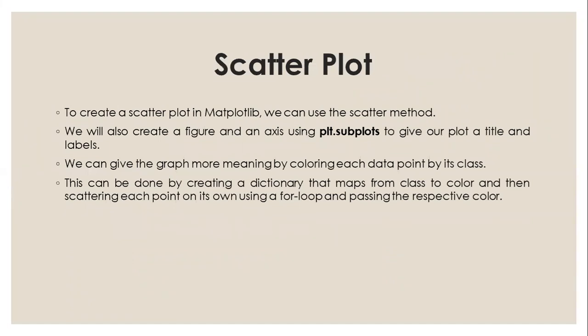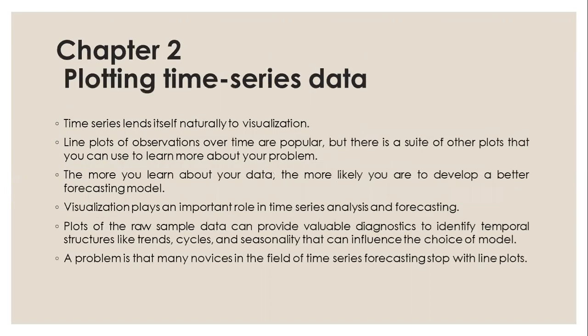Scatter plot. To create a scatter plot in Matplotlib, we use the scatter method. We will also create a figure and an axis using plt.subplots to give our plot a title. We can give the graph more meaning by coloring each data point by its class. This can be done by creating a dictionary that maps from class to color and then scattering each point on its own using a for loop and passing the respective color.